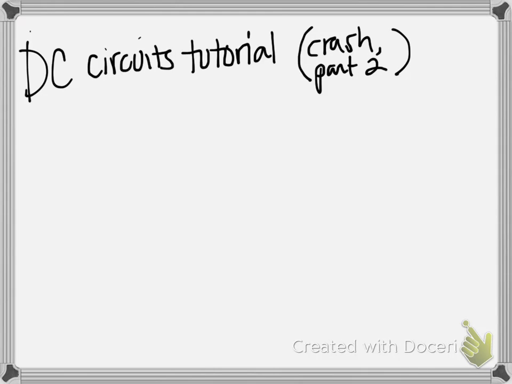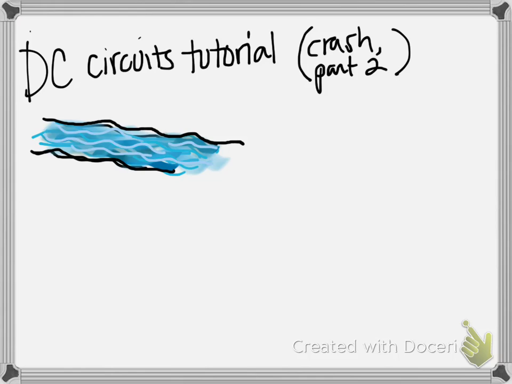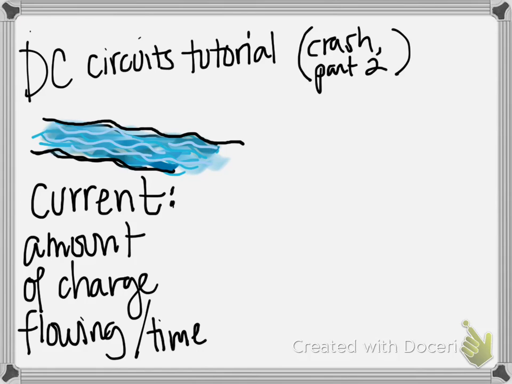Welcome to the second part of your DC circuits tutorial. In our last tutorial, we used an analogy comparing the flow of electricity to a river. In this analogy, the current that we talk about when we talk about the flow of electricity was analogous to the current, the amount of water flowing past a certain point at a given point in time. There's our definition for current.